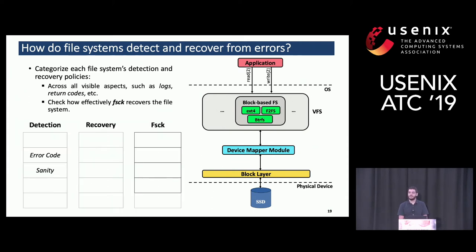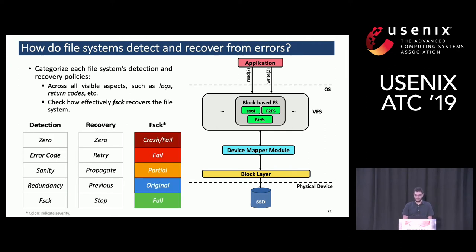We have several recovery and detection levels, along with a few additional categories that pertain to file system checkers. For instance, error detection at the file system level can take place via error codes or by sanity checking the return block, while recovery can take place by retrying the operation or by propagating the error to the upper layer. We refer you to our paper for the complete taxonomy used in our study.